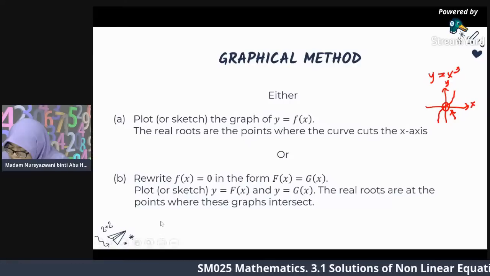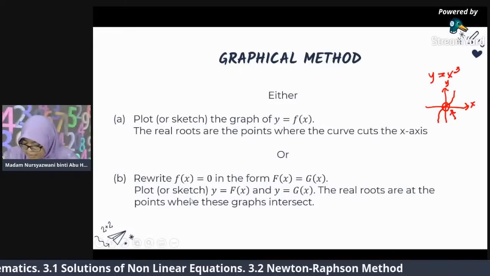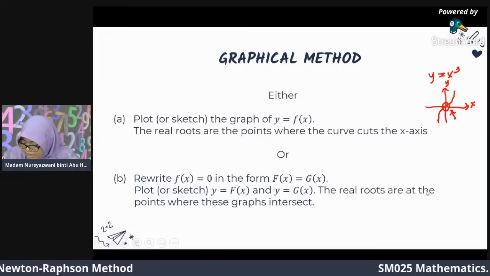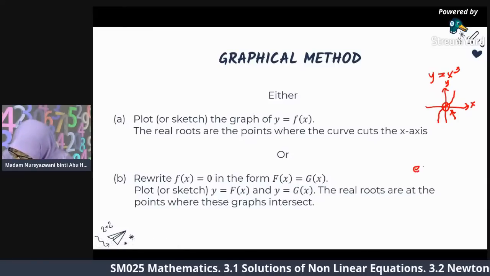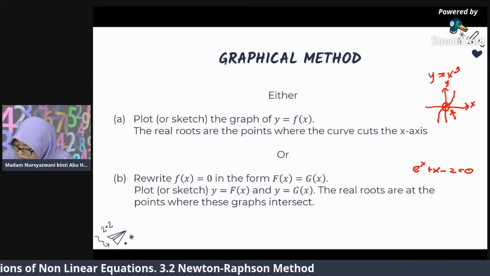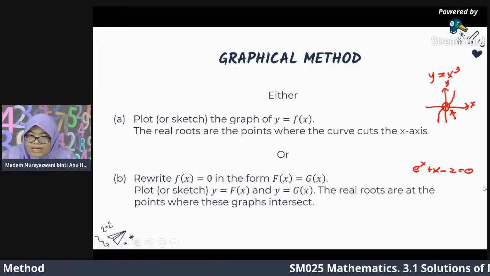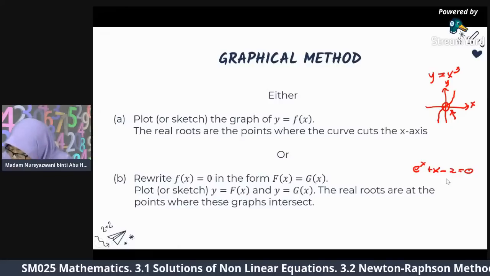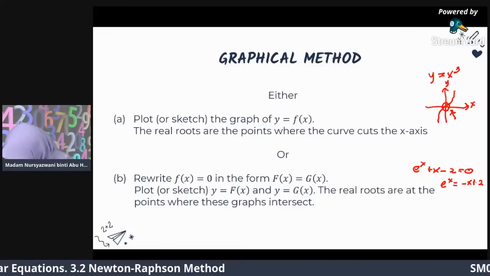Okay, or rewrite f(x) equal to 0 in the form f(x) equal to g(x). Plot or sketch y equal to f(x) and y equal to g(x). The real roots are at the same point where these graphs intersect. Okay, for example, e to the power of x plus x minus 2 equal to 0. As you can see, it is a combination of exponential and linear function. So you can move x minus 2 to the right hand side. So e to the power of x equal to negative x plus 2.